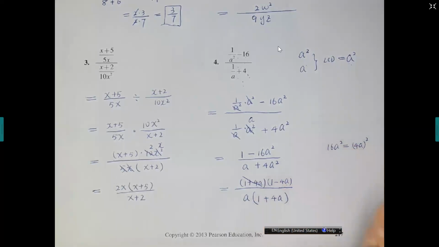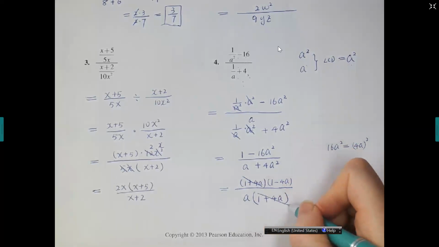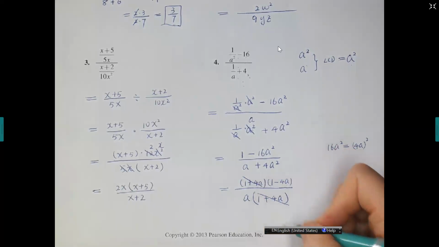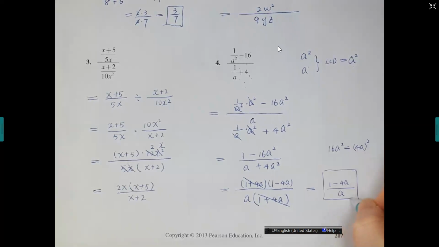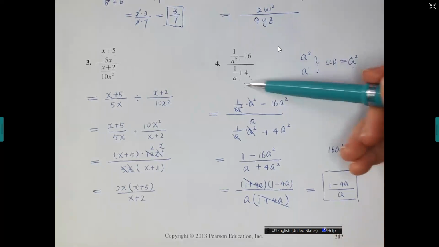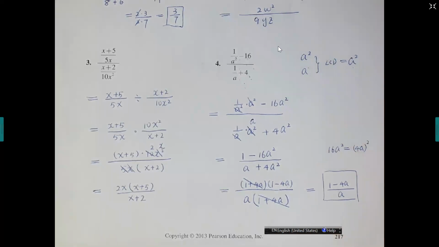Yes, I see 1 plus 4a. I see 1 plus 4a. Now those two cancel each other. I have 1 minus 4a left on the top. I have a left on the bottom. Final answer. So this is the simplified rational expression coming from this complex rational expression.